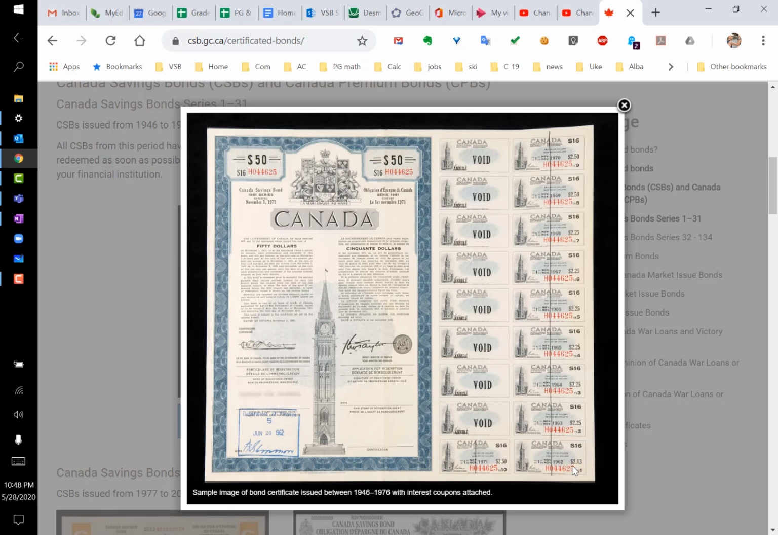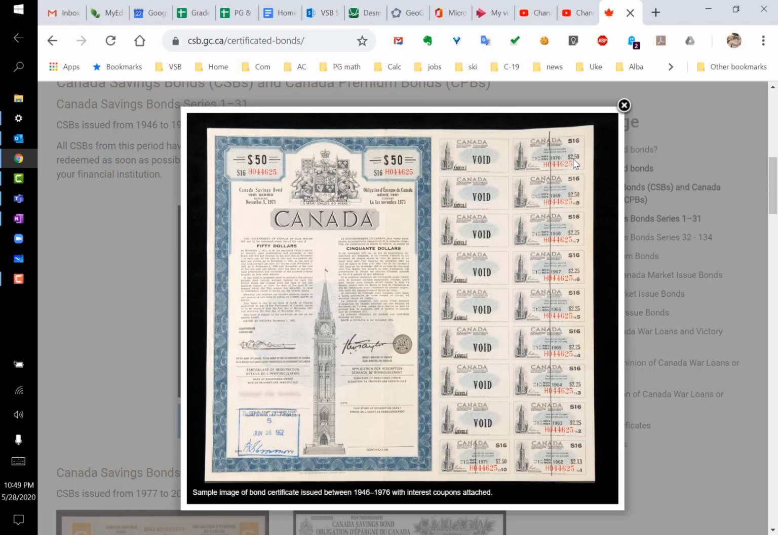Now, the interest here actually varies from year to year. The first year is actually only $2.13. Most of these are $2.25, and then we get a couple up here that are $2.50. Now, $2.50 represents 5%. So this would be a 5%, for the most part, Canada Savings Bond, right? 10% of 50 is $5, and so half of that is $2.50.